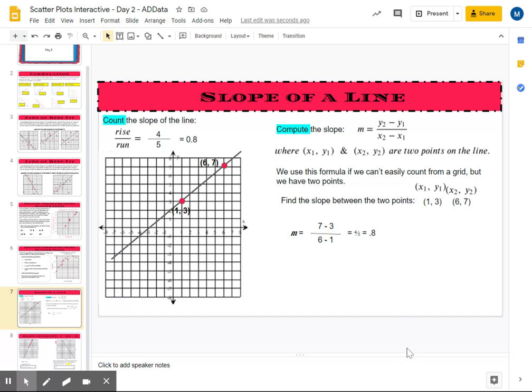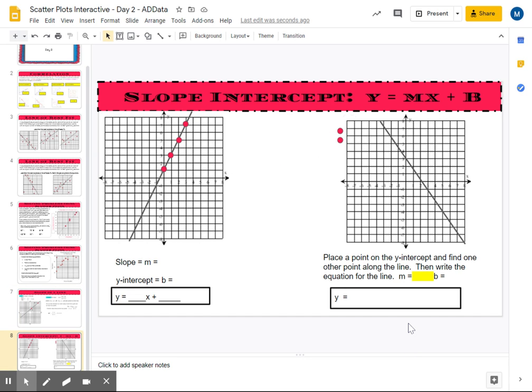Okay, so last thing we'll do is put it all together and write an equation for an entire line. Hopefully y equals mx plus b looks familiar to you. This is the form that we write equations in. The m stands for the slope, and the b stands for the y-intercept, as in where does the line cross the y-axis. So when we look at a line, hopefully we can find those two pieces of information.